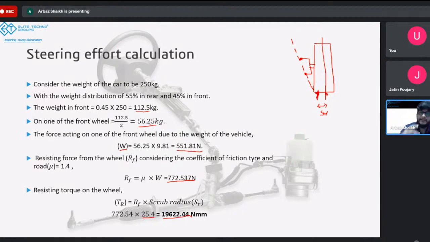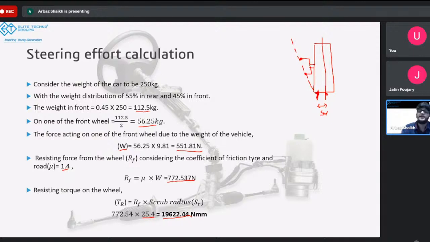I want to calculate the weight. If I want to calculate weight from the mass, I'll simply multiply by the gravity, and that comes out to be 551.81 Newton. That's the load acting on one of the front wheels. With this load, I can calculate the resisting load that will be acting on my vehicle because of the coefficient of friction. The coefficient of friction is 1.4. If I multiply this with W, it will give me a force which is high.